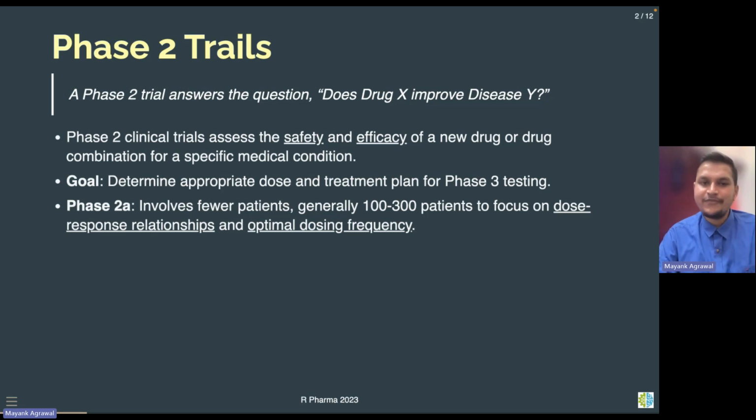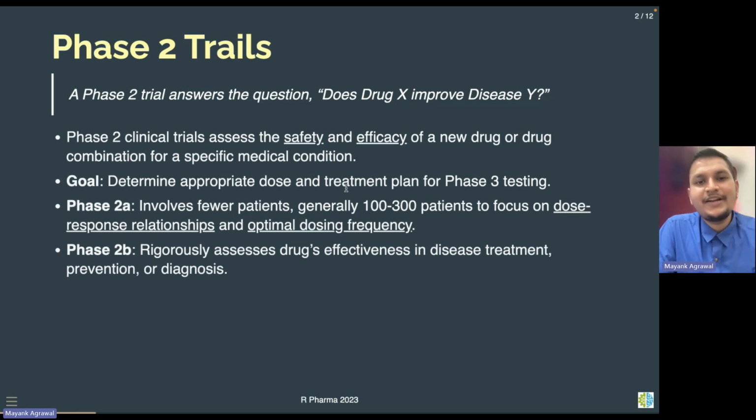Phase 2A involves very few patients. Generally, the sample size is from 100 to 300 patients, and this focuses on the dose response relationship and optimal dosing frequency. So what do the dose response relationship and optimal dosing frequency mean? Dose response relationship is how increasing dose increments correlates to the increase in the response, and optimal dosing frequency is the ideal schedule for administering a treatment to achieve the best results with minimum side effects.